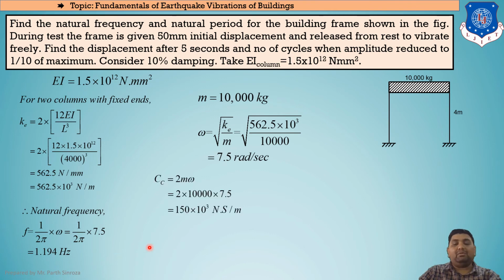Now moving forward, we will be finding the value of our critical damping. Critical damping here is always denoted by Cc, and the equation for Cc is 2m omega. Substituting the value of m, that is our mass, given in the question as 10,000 kg, so 10,000 multiplied by omega, which we have calculated to be 7.5. The answer for our critical damping comes out to be 150 into 10 raised to 3 Newton second per meter.